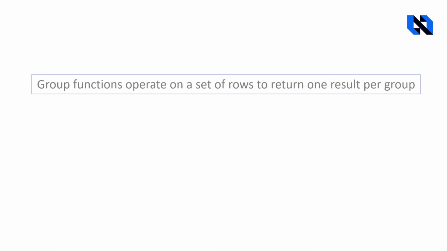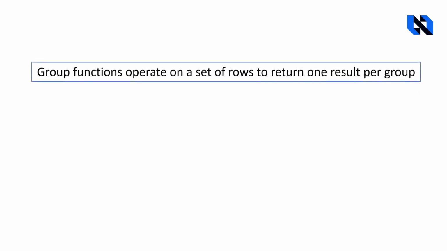How can you carry out aggregations on SQL? You can carry out aggregations on SQL by making use of group functions. Now, how do group functions work? Group functions operate on a set of rows to return one result per group. This set may comprise the entire table or the table split into groups.